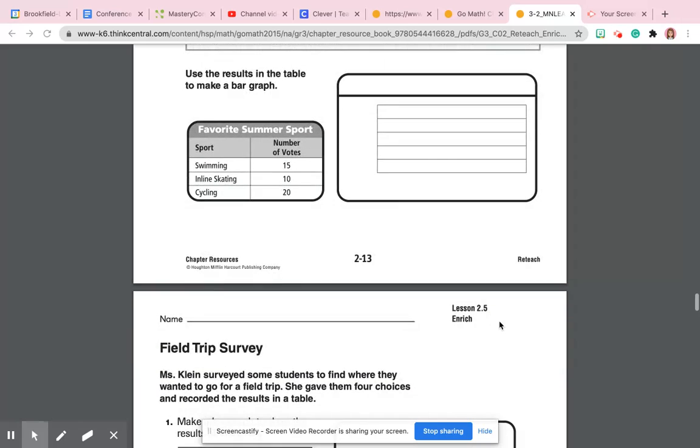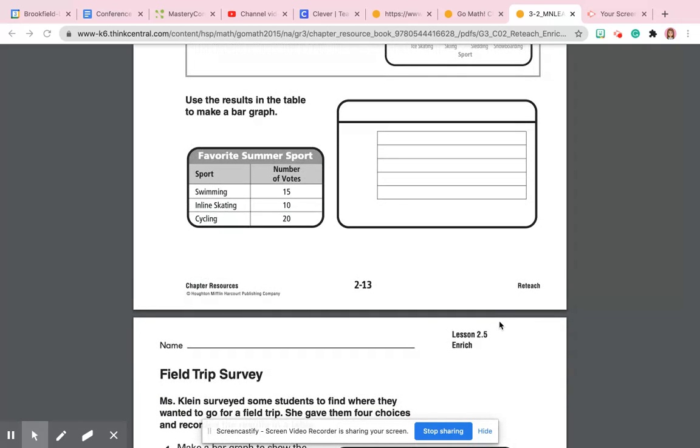So down here for our practice, it says, use the results in the table to make a bar graph. So remember, our title, we want to match the title of the bar graph, or the data table. So our table here is titled Favorite Summer Sport.